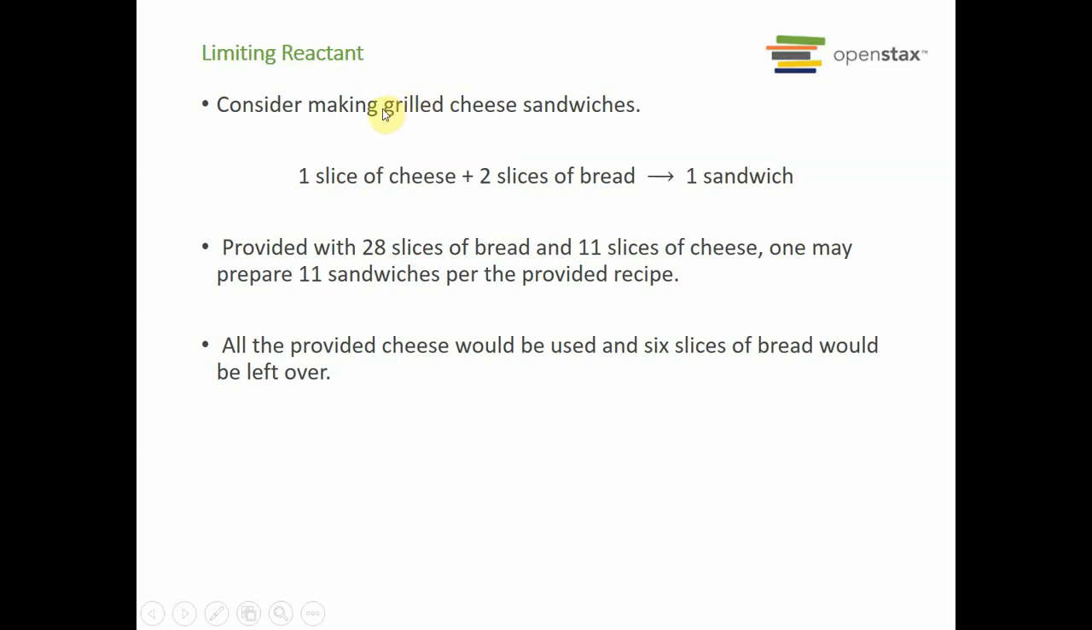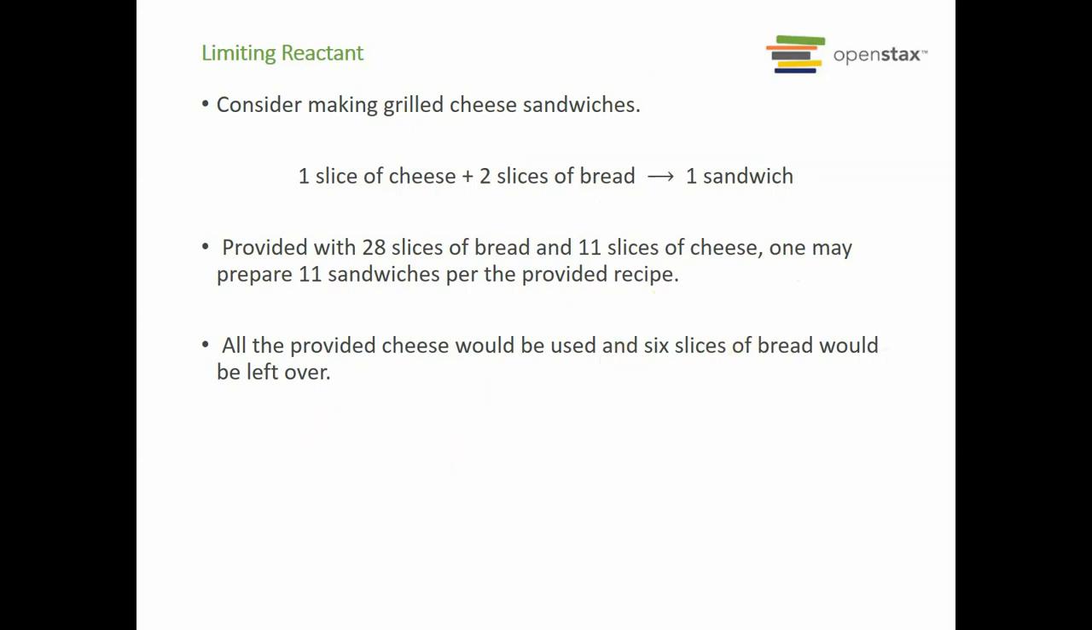Consider making grilled cheese sandwiches. One slice of cheese plus two slices of bread equals one sandwich. Provided with 28 slices of bread and 11 slices of cheese, one may prepare 11 sandwiches per the provided recipe. All the provided cheese would be used and 6 slices of bread would be left over.